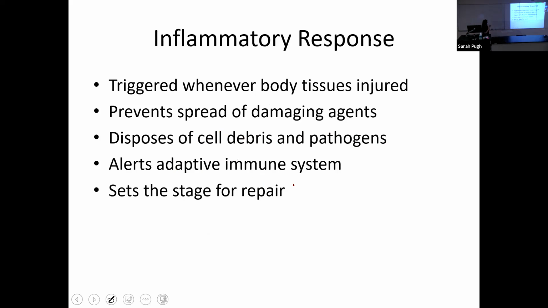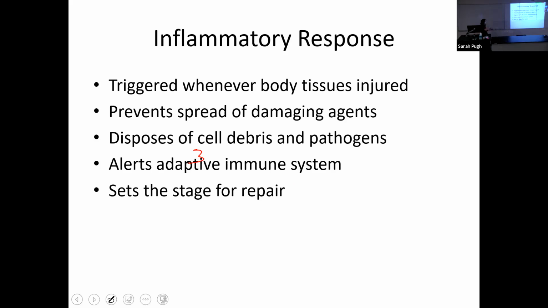Okay, so let's talk about this inflammatory response. This is going to get triggered anytime any tissue in your body is injured. And it's going to help to prevent any kind of toxins or damaging chemicals from being released from that area. The inflammatory response also helps to get rid of pathogens and any cell debris from damaged cells in your body. And it is also alerting your third line of defense, your adaptive immune system.